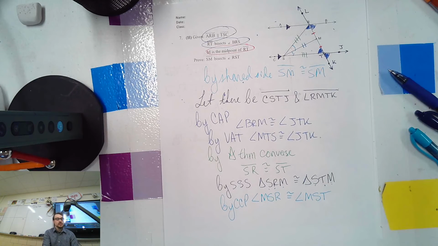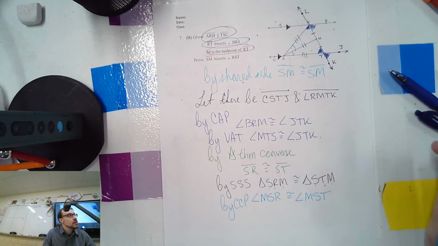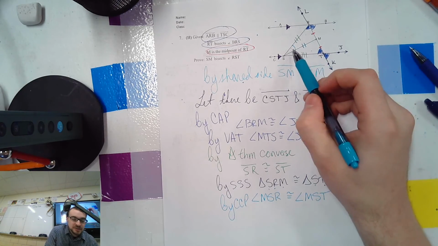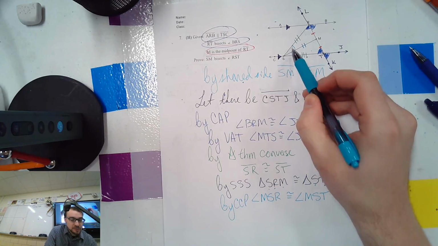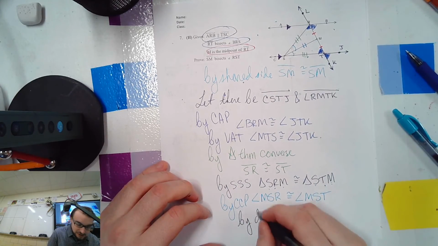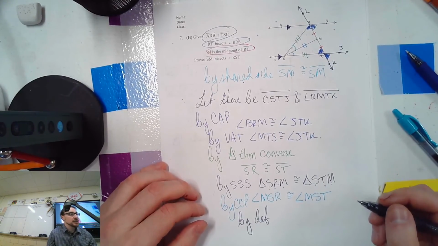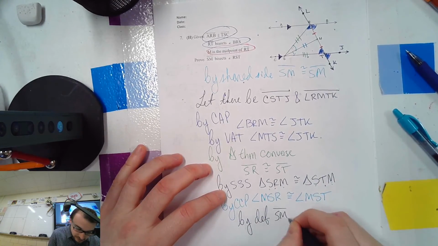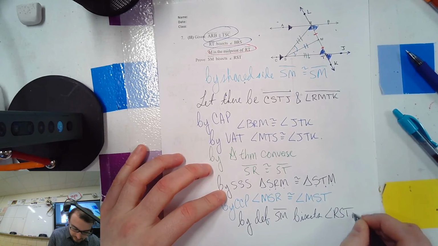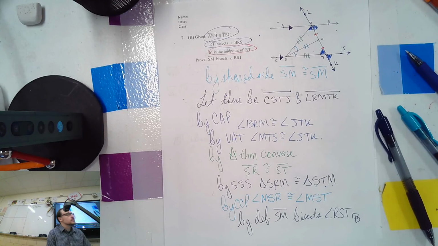Now, we're not done, because they wanted us to end with the statement SM bisects angle RST. Wait, why do we even need the angles? Can't we just do it off of the fact that those two sides match? No, bisect means to cut this big angle in half. Oh, okay. So we need to prove those two are equal halves. Good question. So now we say by definition, that's an angle bisector. So SM bisects RST. We're done. All right, I'm going to back up and go over it again.